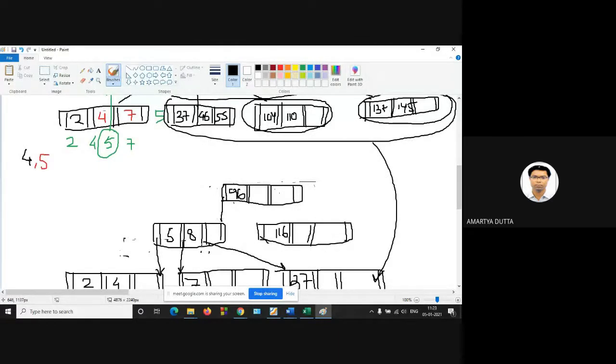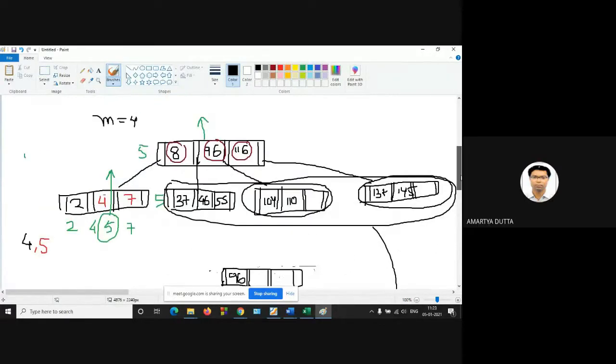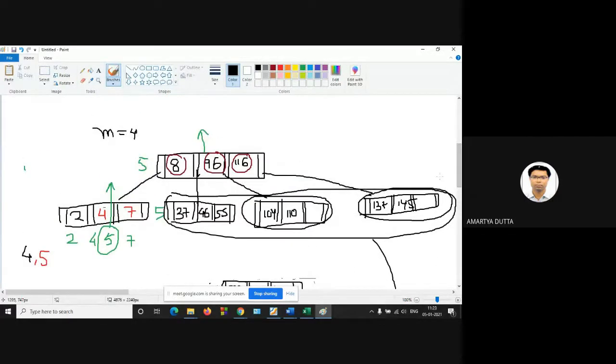Any queries, please? This is for insertion. In the next class we will discuss deletion. Any queries? No, sir, understood. Okay, then just take the example. Please note it down. This is for homework.